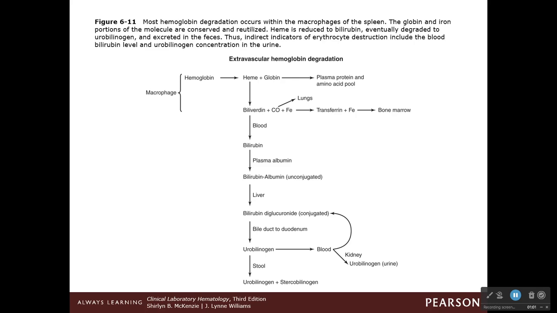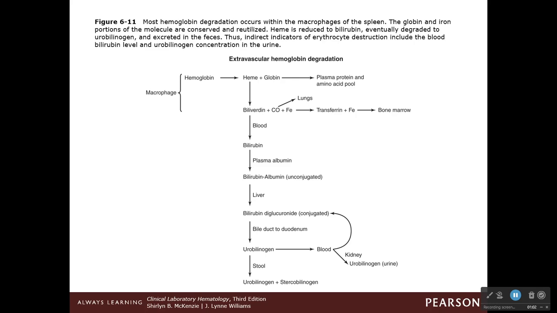So now it's going to go to the gallbladder, into the bile duct of the small intestine, and to the gallbladder, where it is broken down into urobilinogen. Urobilinogen is then placed back into the blood. Then it goes to the kidneys as urobilinogen out of urine. Now, in the stool, it's going to go out as urobilinogen or stercobilinogen.